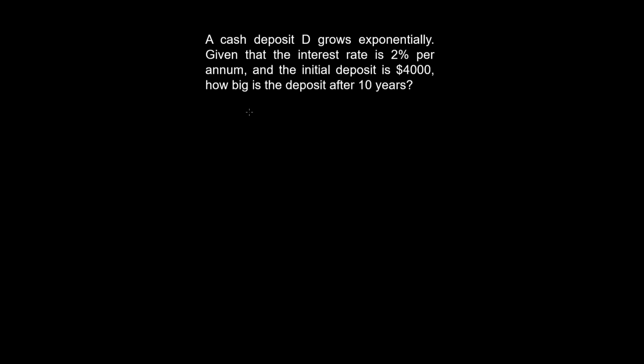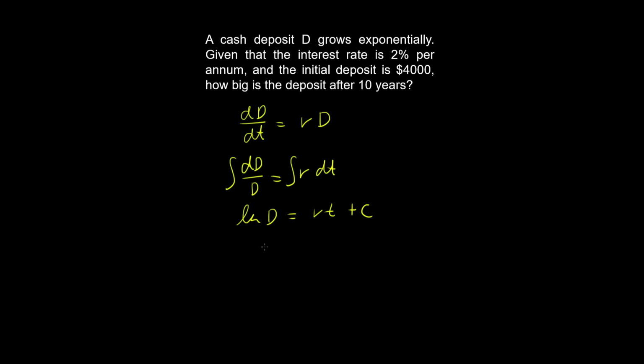A cash deposit D grows exponentially, so we recognize that the rate of change of the deposit with respect to time is proportional to the deposit. And therefore we can separate the variables and integrate both sides. So what we get is the natural log of the deposit is equal to the rate by time, plus a constant of integration. So therefore the deposit as a function of time is equal to e to the rt by e to the C, which is just some other constant, multiplied by e to the rt.